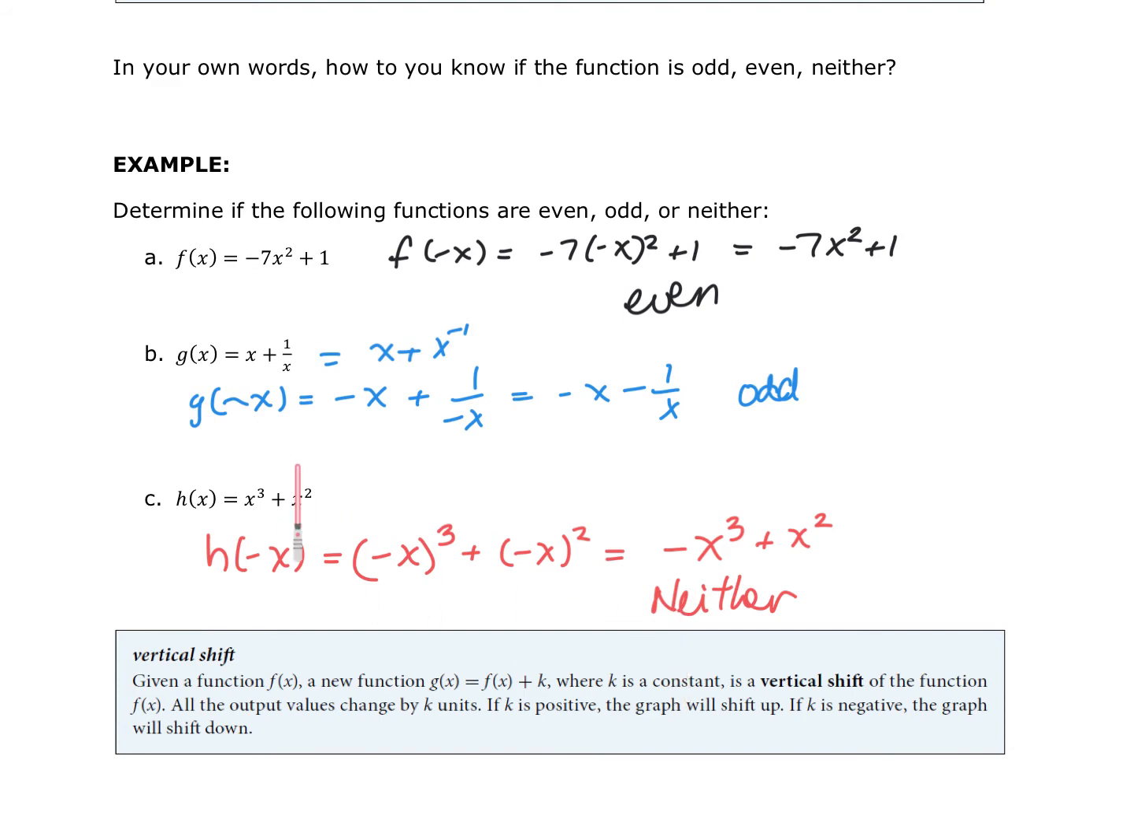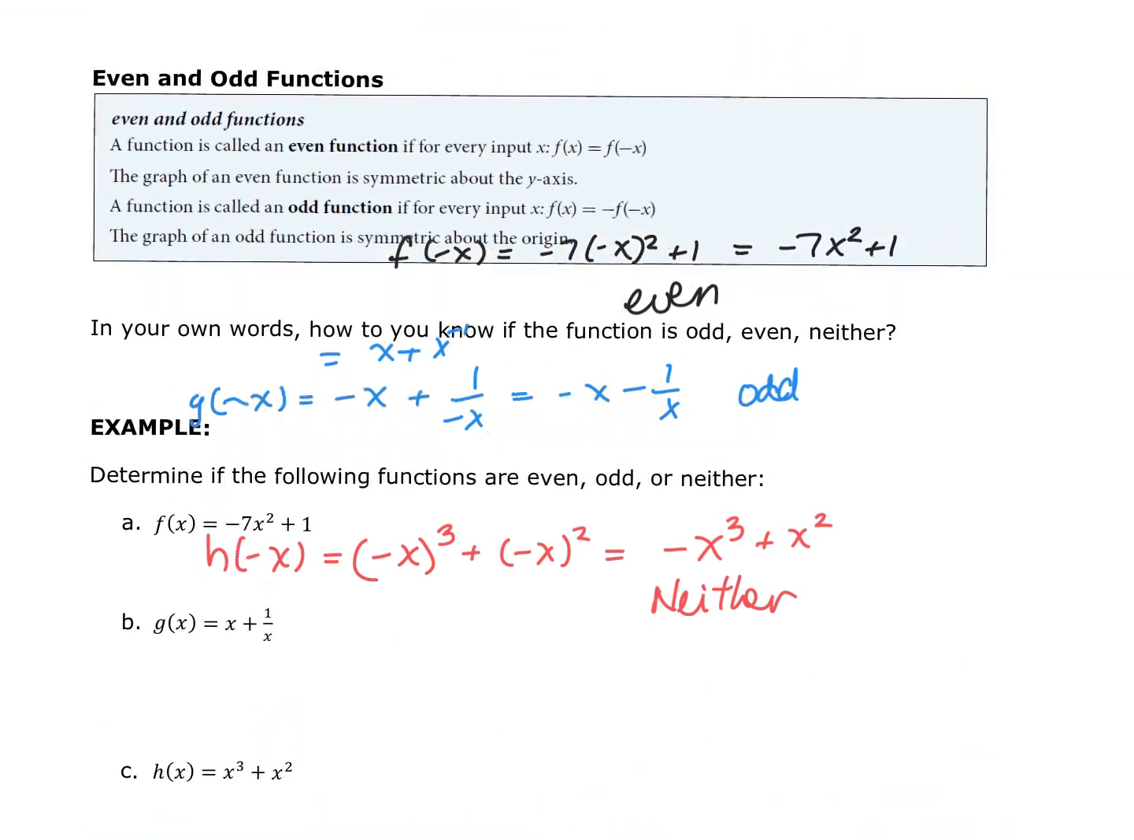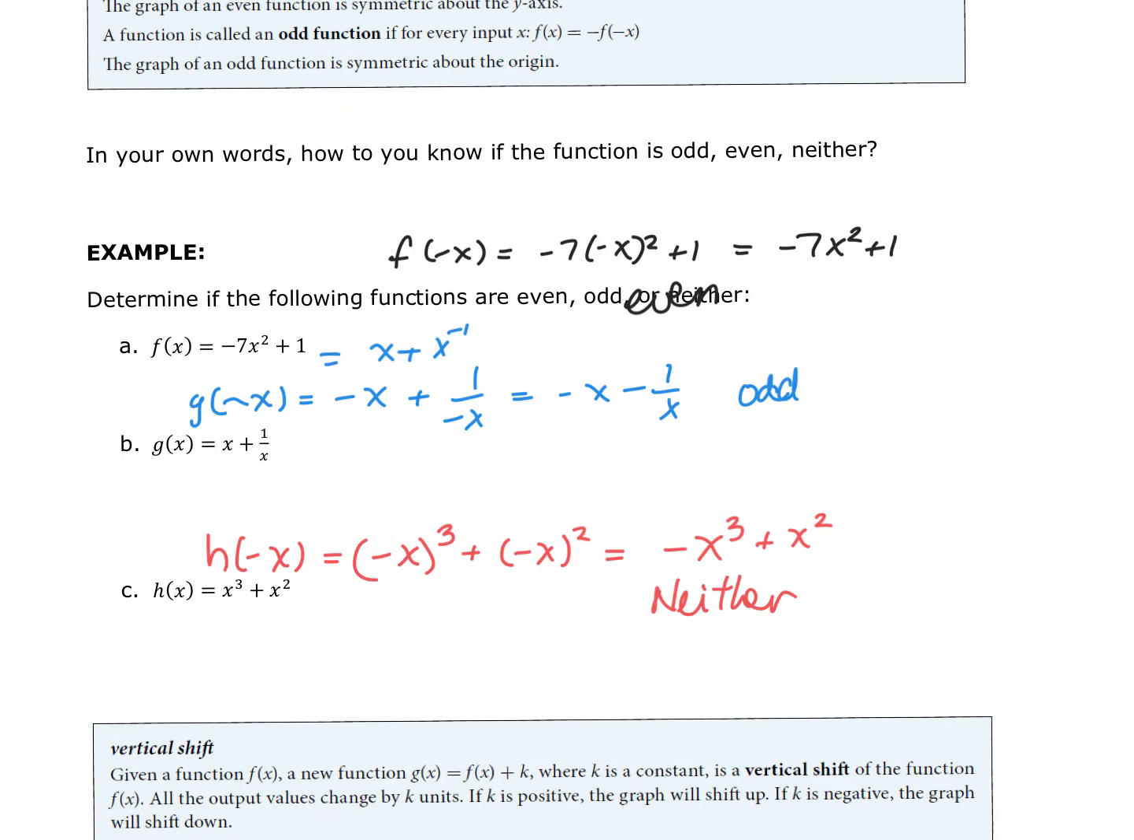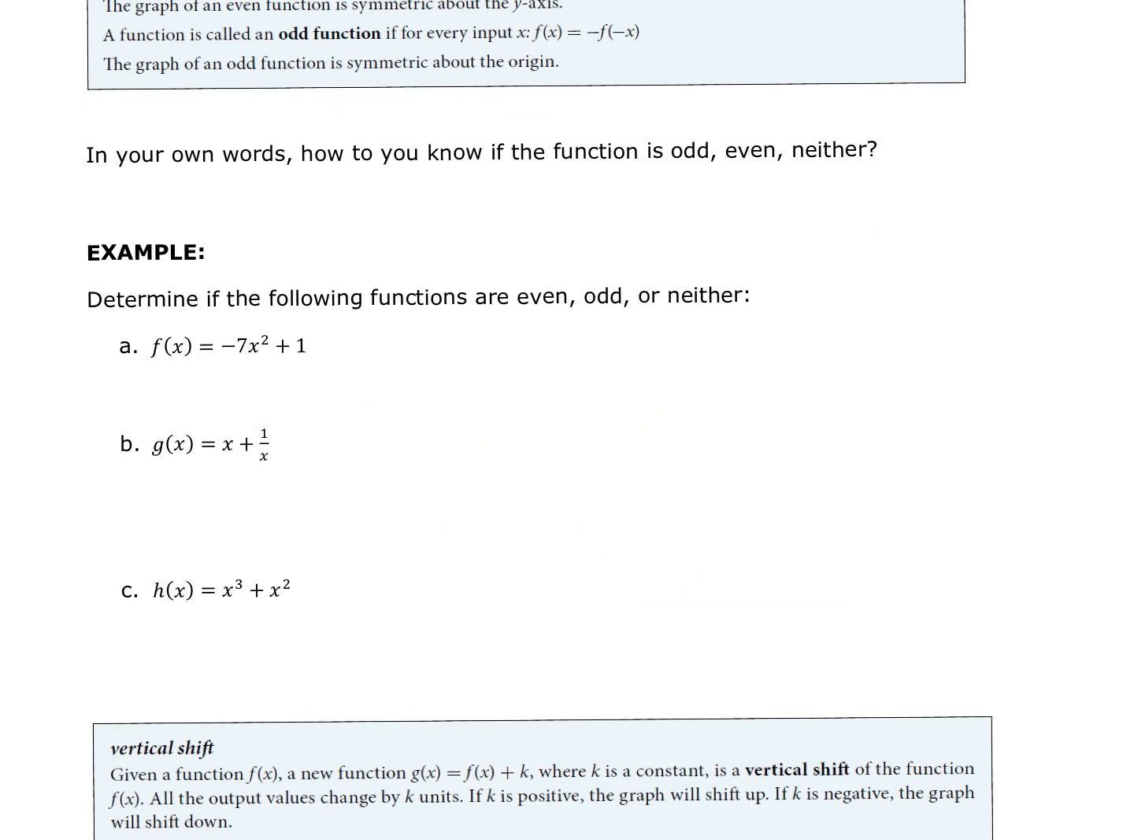Now that works when I have polynomials or even rational functions. It doesn't always work when I look into my trig functions. So I would recommend that at this point you make note of what it means to be odd and even by the definition up above. Make sure that you pay attention to that so you can determine odd and even by that definition.